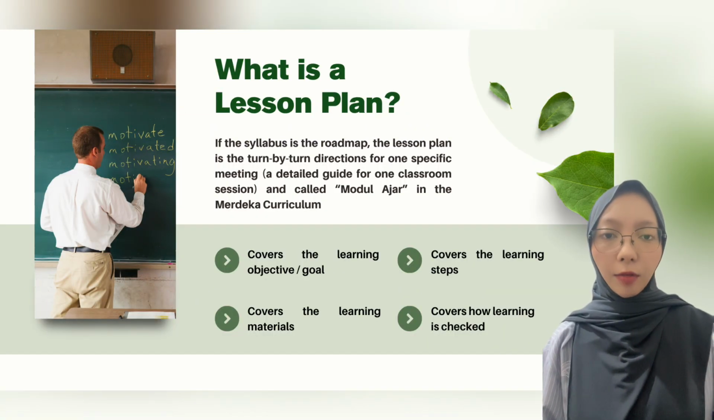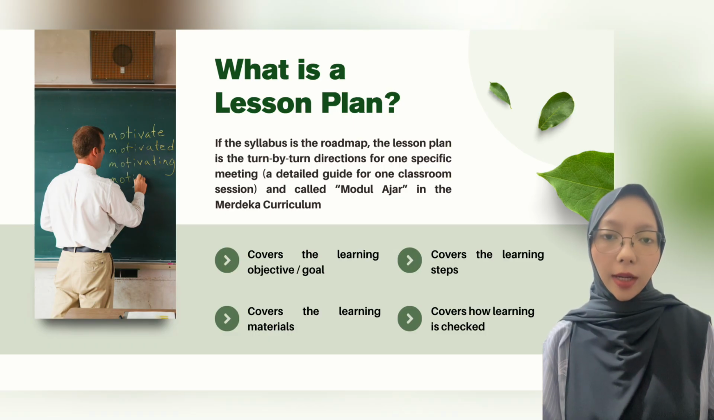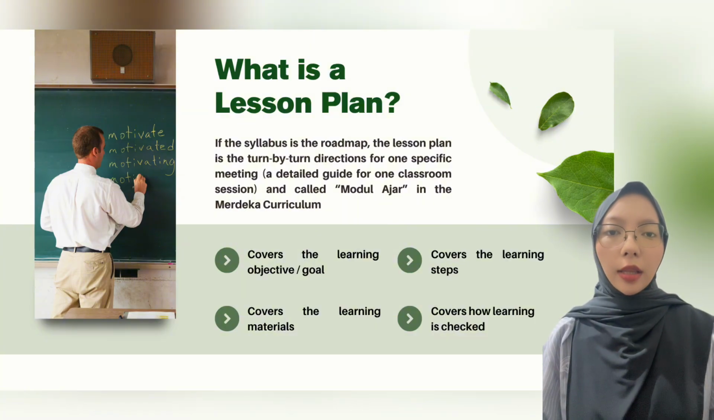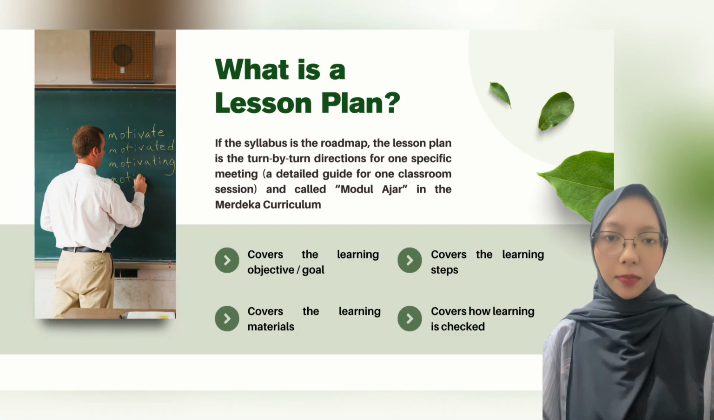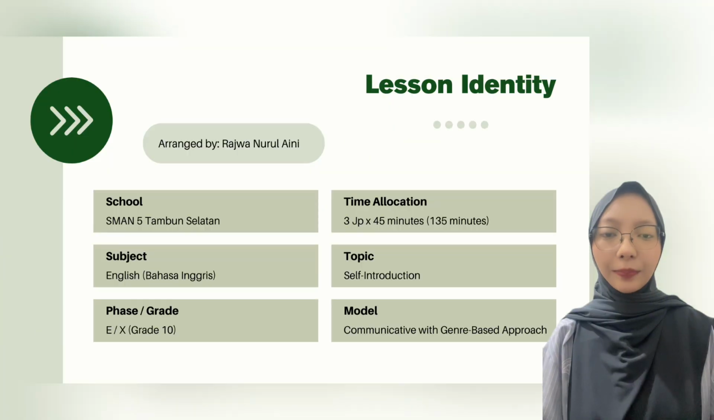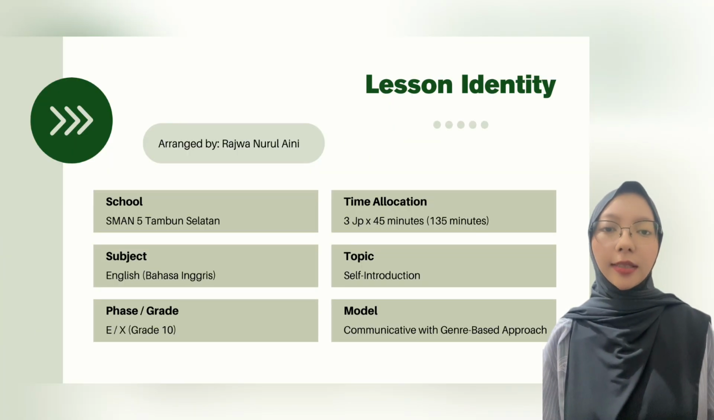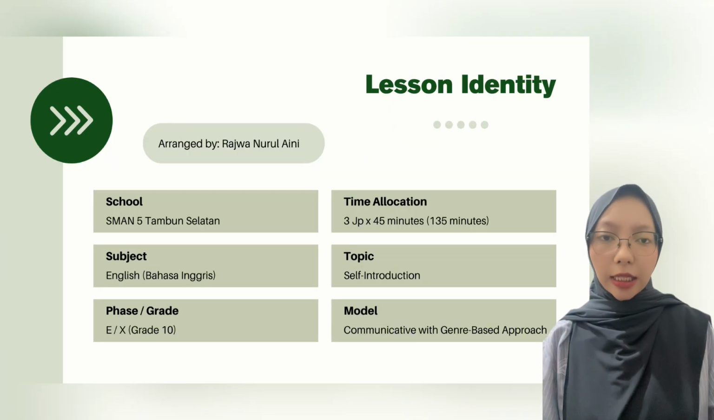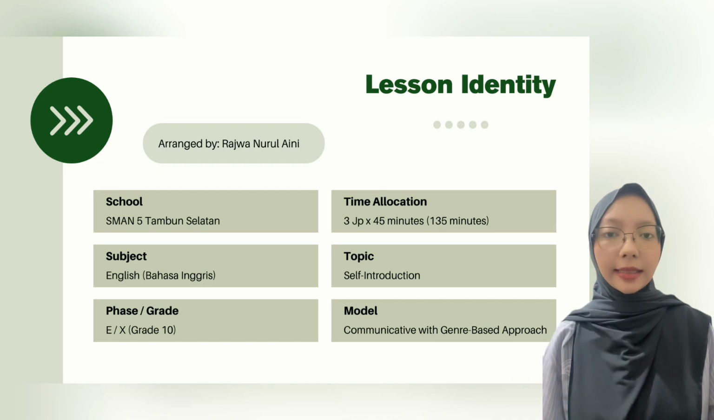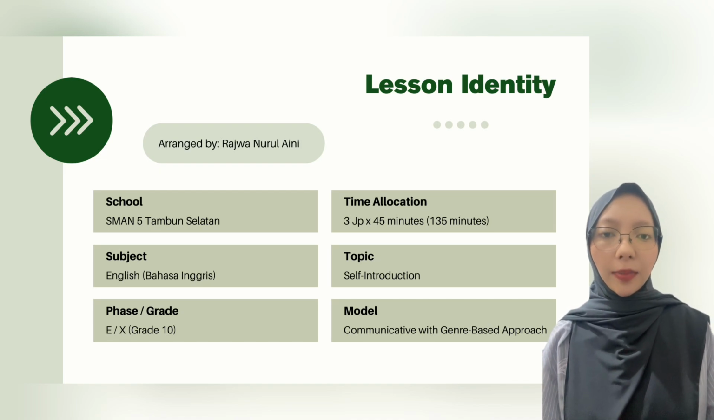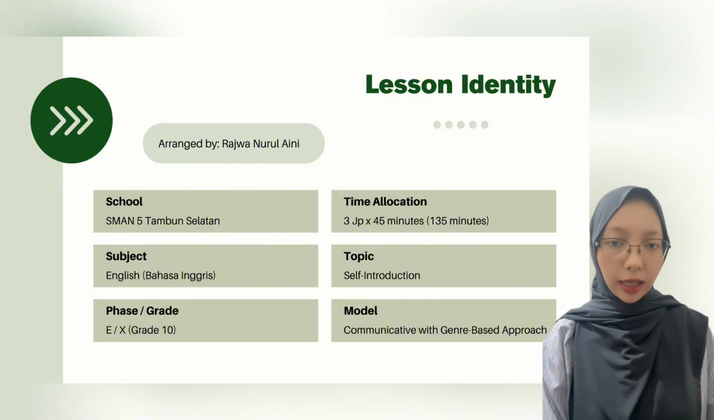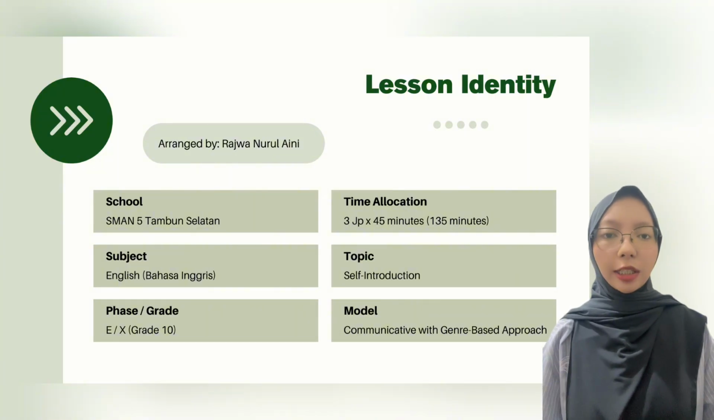If the syllabus is the big roadmap, the lesson plan gives the turn-by-turn direction for one specific day. In the Merdeka Curriculum, we call this the modul ajar. A good lesson plan covers 4 things: the learning objective, the learning steps, the learning materials, and how learning is checked or the assessment. And to show you how this works, here is the profile for the specific lesson I designed. I designed it for Seman 5 Tamu Selatan for an English class. It is designed for phase E, which is grade 10.